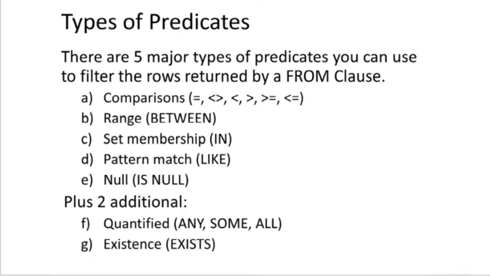There are several different types of predicates. And the predicates can work in the where clause as well as the having clause. Like comparisons, the range, using between, set membership, using in or not in, pattern match, using like or not like, null or is not null, and plus two additional, qualified like any, some, or all, or exists.